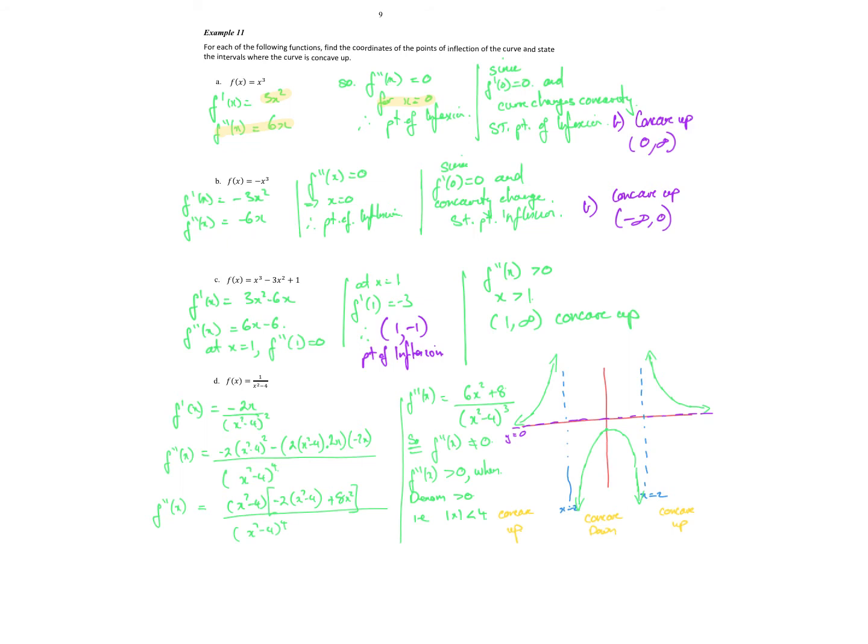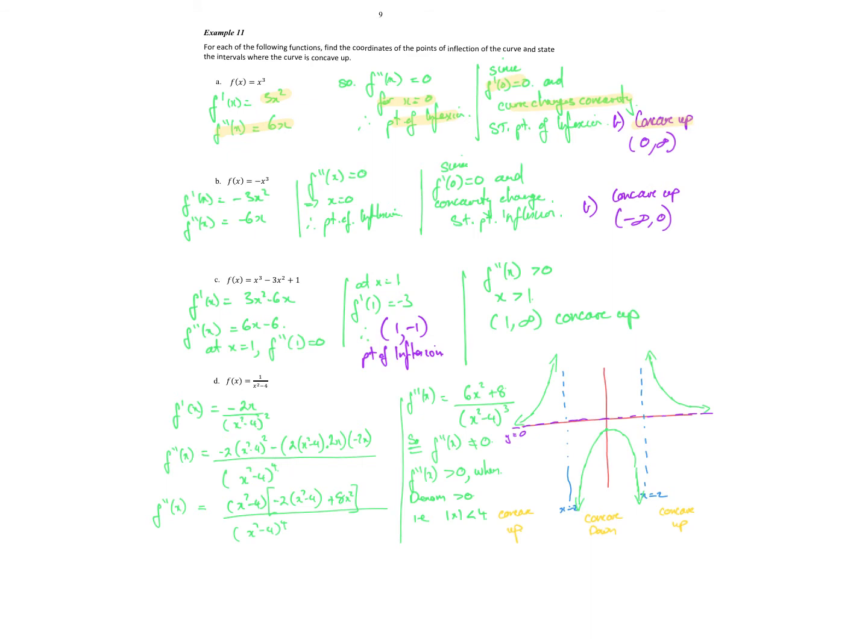Just as clearly, to the left of that, I'm going to have a negative second derivative, and to the right of that, a positive one. Therefore, it definitely is a point of inflection. All right, so f double dash is equal to 0, and the curve changes concavity. So f double dash is negative to the left, positive to the right. It's a stationary point of inflection. And for the second part, it's concave up where the second derivative is positive, so from 0 to infinity.